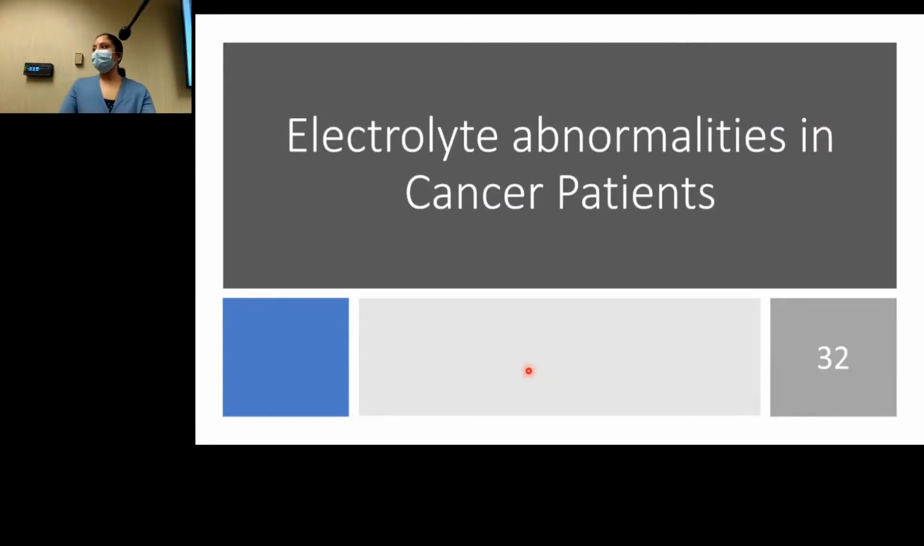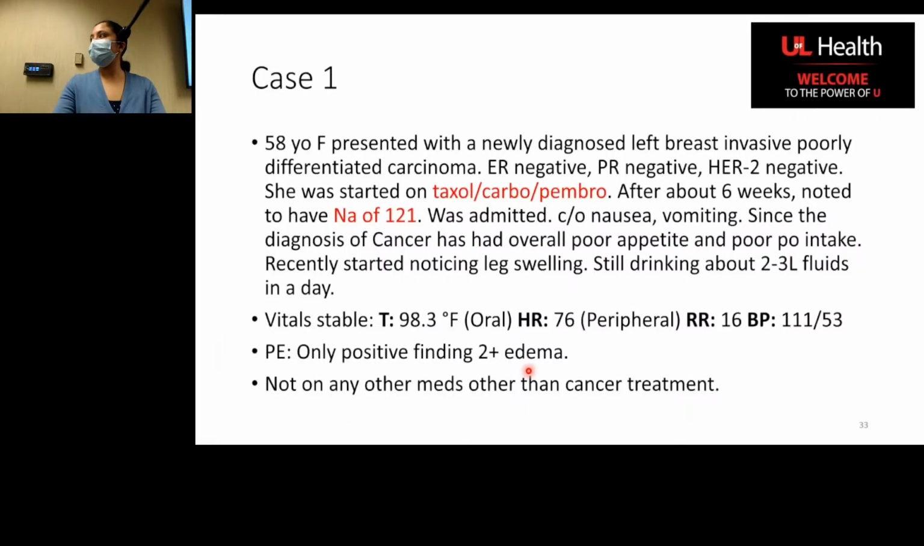So now that we talked about all the AKIs, let's move on to the electrolyte abnormalities. And these are some of the cases that I saw, which I would like to discuss.